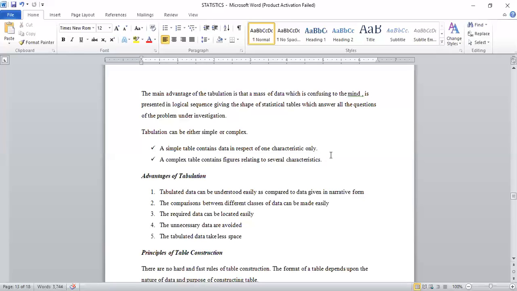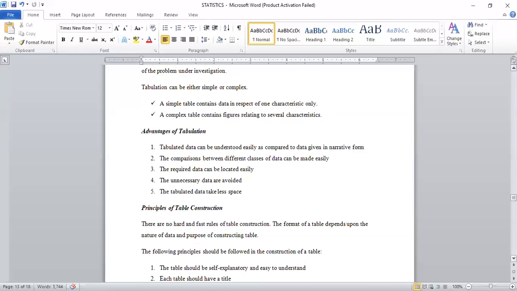Then we have a complex table, whereby you can see table figures relating to several characteristics. And this is what we prepared actually, whereby we were converting data into a tabular form.